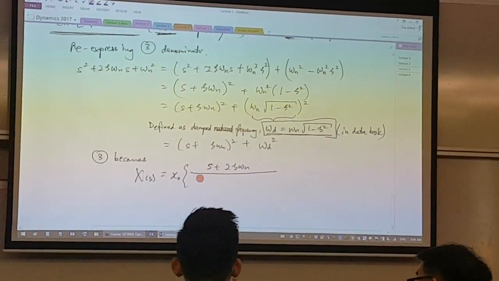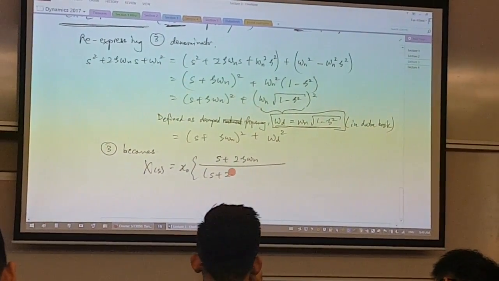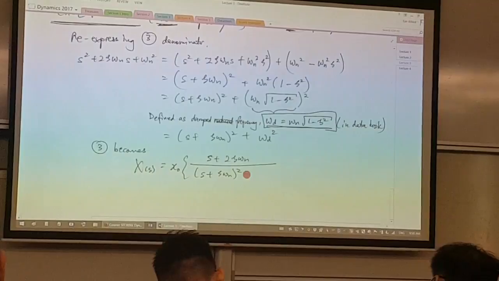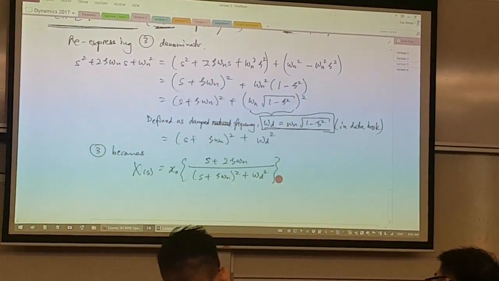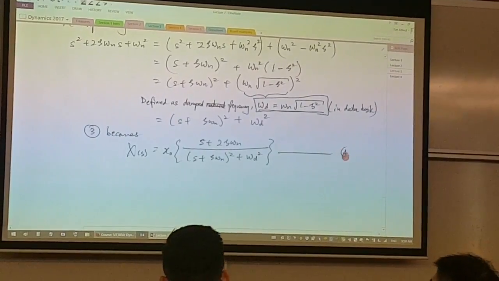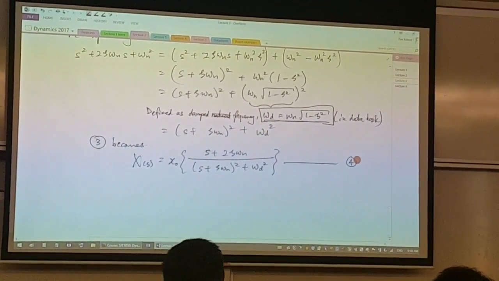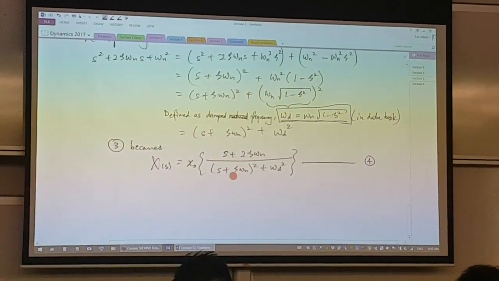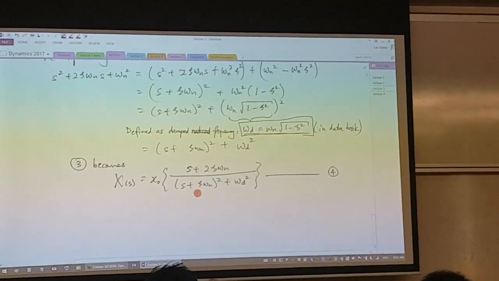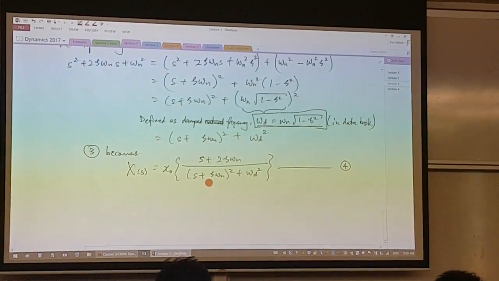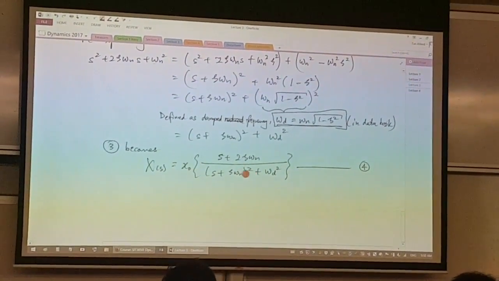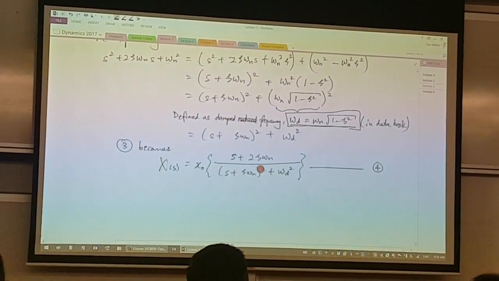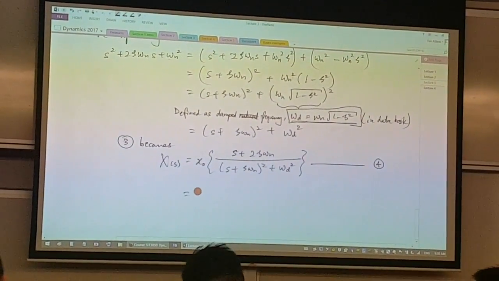So this denominator now will become s plus zeta omega n, squared, plus omega d squared. This I call equation 4. I need to factorize this further because why am I doing all this? Because I'm trying to get to a form so that I can do inverse Laplace. So far, I still could not. If you look at your Laplace table, there isn't a form that looks like this, but close enough. So what I need to do further is to factorize it more.